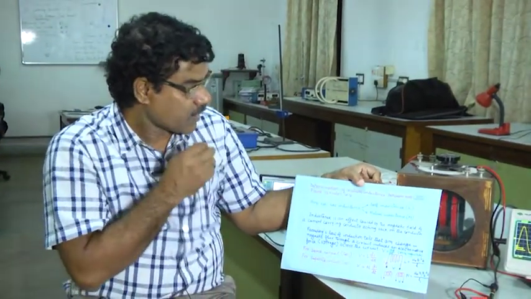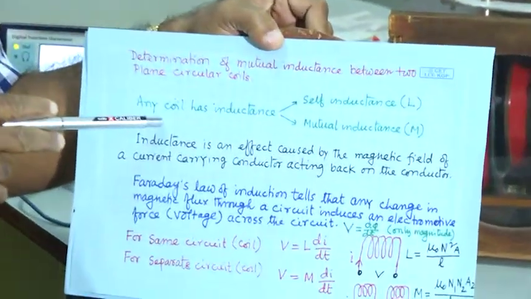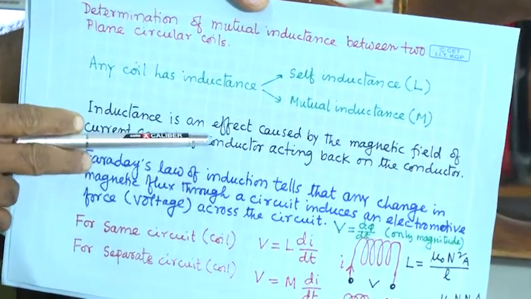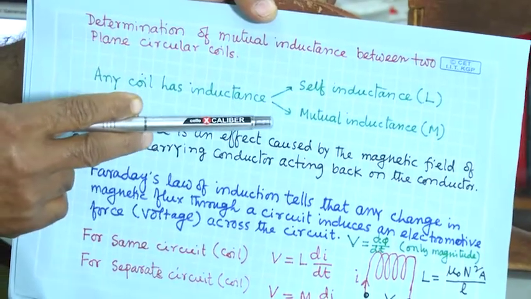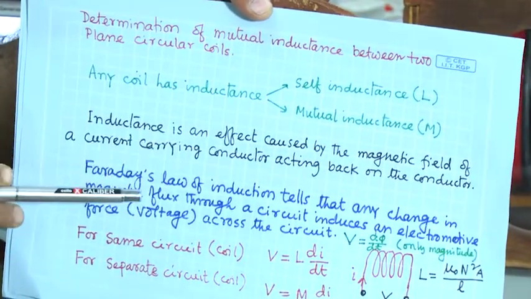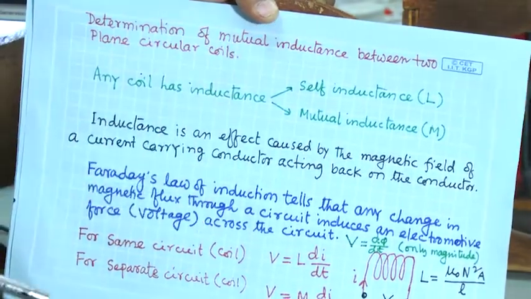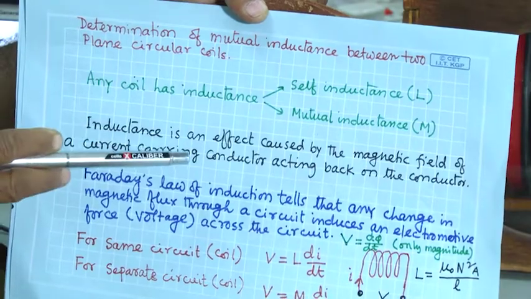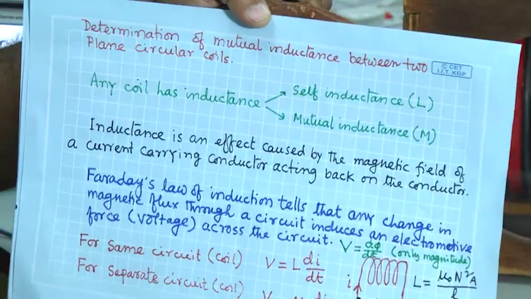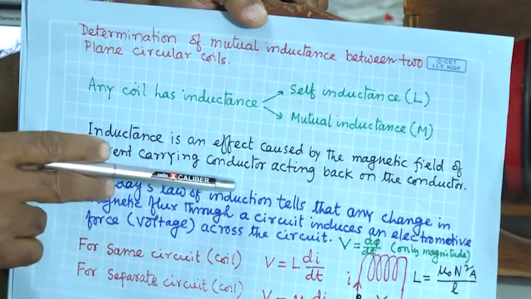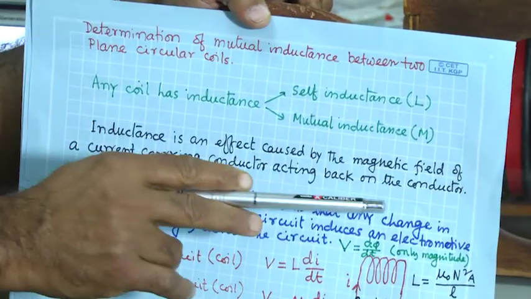So, you know that any coil has inductance. There are two types of inductance, self inductance L and mutual inductance M, right. Inductance is an effect caused by the magnetic field of a current carrying conductor acting back on the conductor.